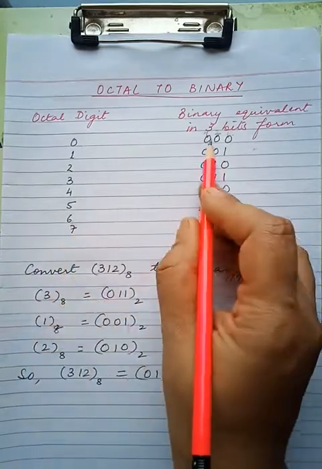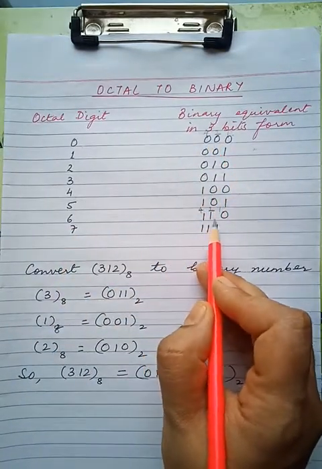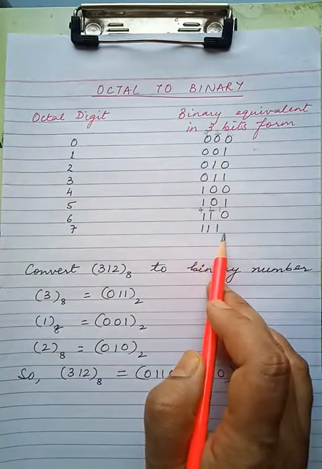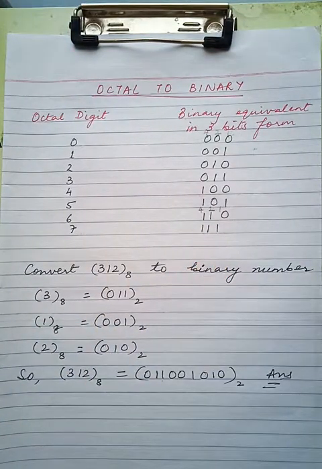For 6, 4 plus 2 is 6. So 1 and 1 here and 0 here. For 7 we have to add all the 3 digits. So 1, 1, 1. This is how we convert an octal number to its binary equivalent.